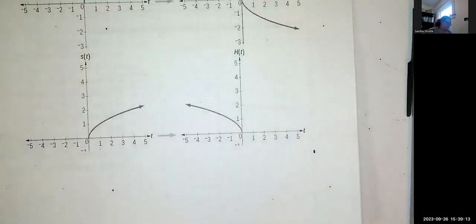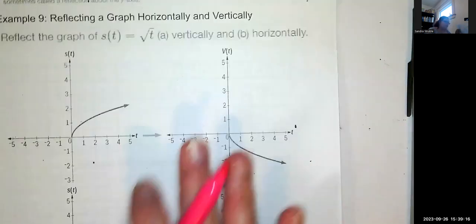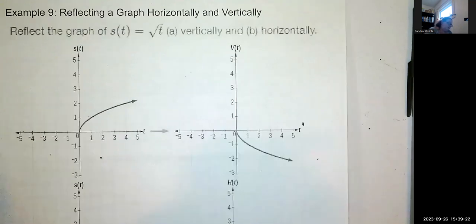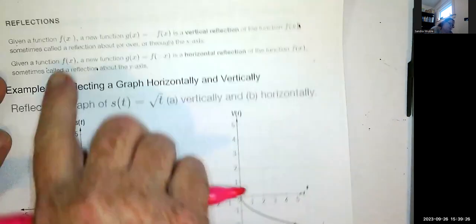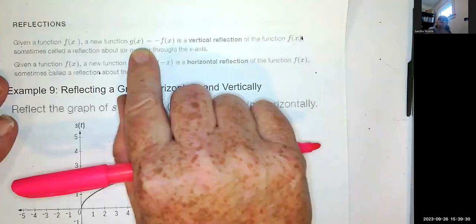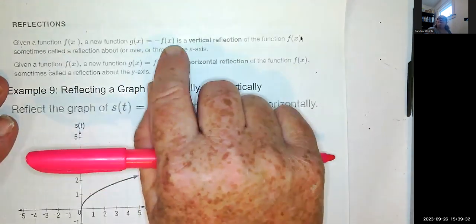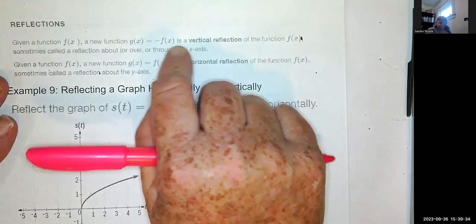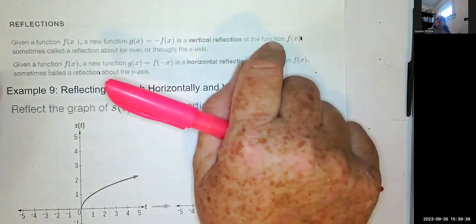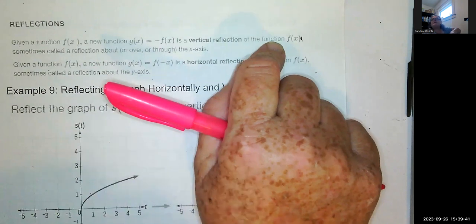All right, next victim. Let's talk about this reflection here. So this one here on example 9 will show you, given a function f of x, there's going to be a new function g of x that is the negative of the original function. And it's a vertical reflection of the function f of x, sometimes called a reflection over the x-axis.